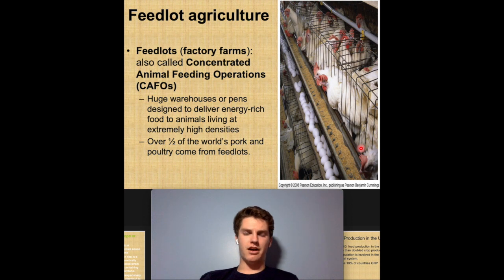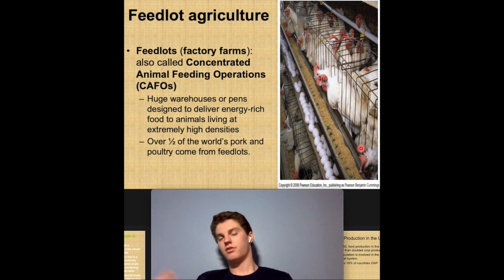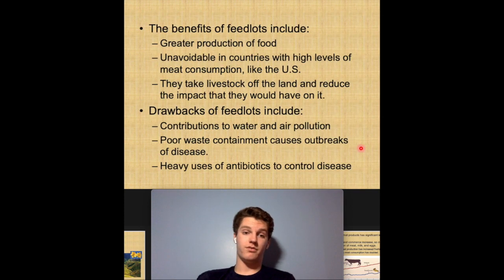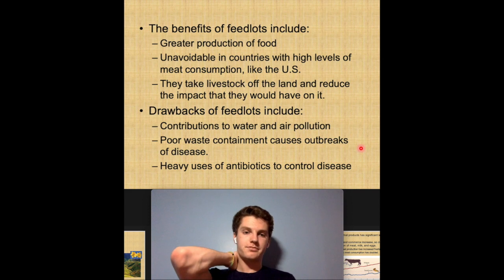Feedlot agriculture, factory farms, or concentrated animal feeding operations, CAFOs, are basically massive warehouses designed around growing a lot of meat, or growing cows that can be milked and creating a lot of milk, or cultivating chickens to not grow eggs but create eggs. And half the world's pork and poultry comes from these factory farms. And they do have some benefits. They're very efficient. You can produce a lot of food. And in the U.S., there's no way you could have small family farms growing chickens and possibly expect to meet the needs of the massive amount of meat consumption that happens in the U.S.